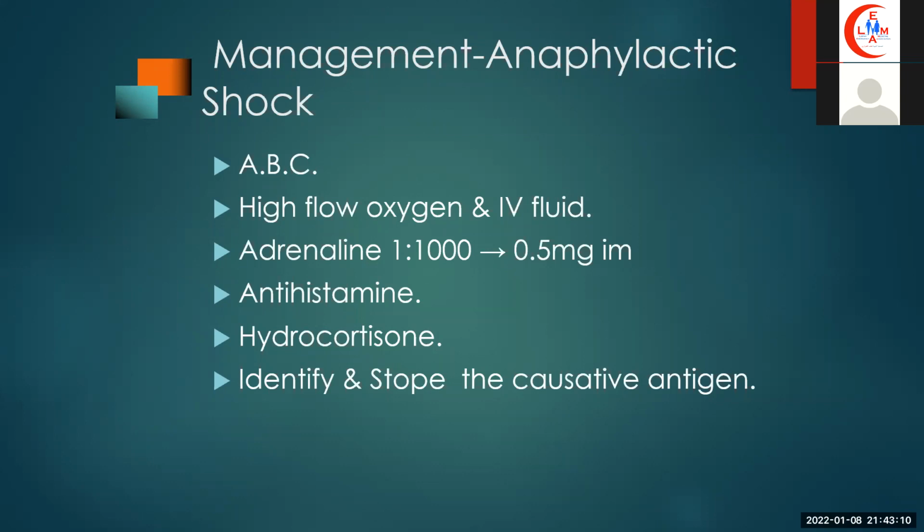Of course, you need to identify and stop the causative agent. And more important, if the patient presented and you diagnose him with anaphylaxis, you need to tell the patient that he's allergic to certain drugs, especially if the patient is in the hospital and you start to give him an antibiotic and you find that the patient is allergic to that antibiotic. You need to stop that antibiotic, tell the patient, and put it on his file. So when he comes next time to the hospital, they will know that this patient is allergic to this drug, so they will not give him that drug again.